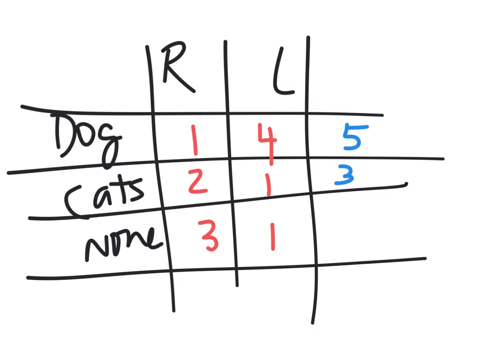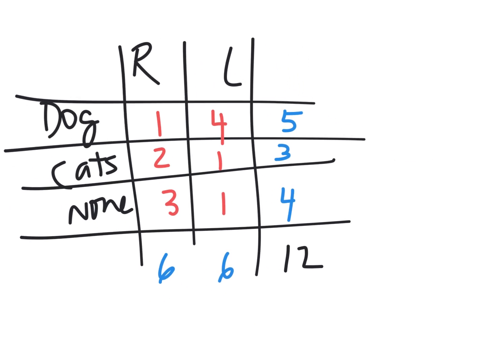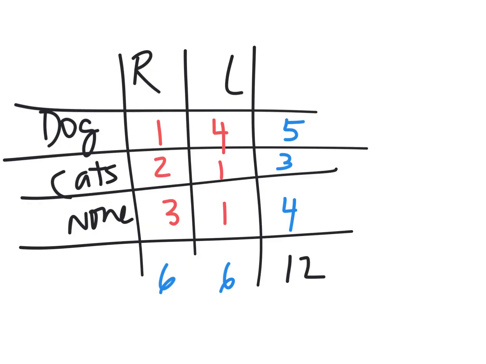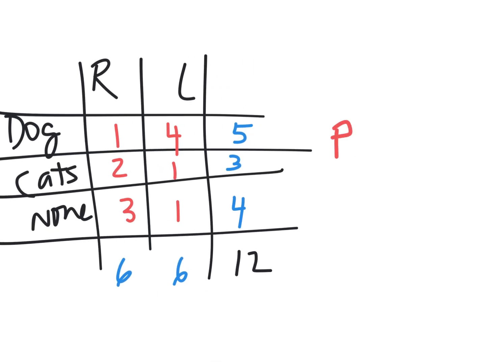2 plus 1 is 3, 3 plus 1 is 4. If I add straight down, 1 plus 2 plus 3 is 6. This adds up to 6. And they add up to 12 in both directions. Cool. So let's say this represented you guys. There were only 12 people in the room. What's the probability that I get a right-handed person?